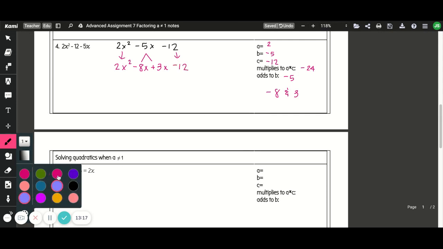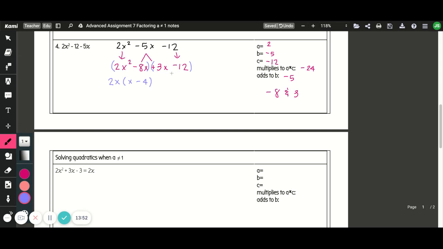Okay. After you've split, now we group. So we group the first two together and the second two together so that we can find the GCF of each one. So 2 and 8 are divisible by 2, and they both have an x. So I can factor out an x. I took out the 2. I took out one of the x's. So I still have one x left for that first spot. And the second one, negative 8 divided by 2 is negative 4. And the x is gone because I factored an x out.